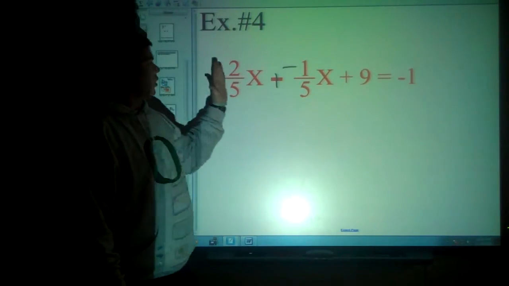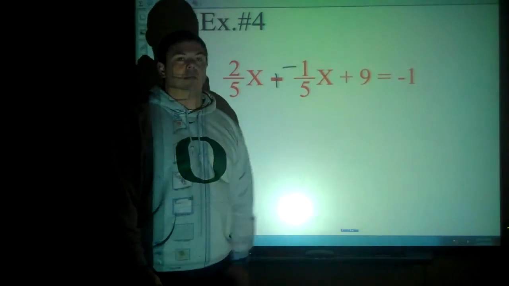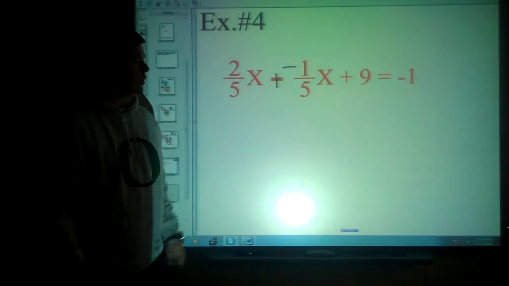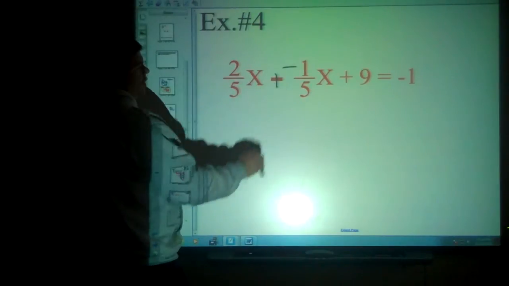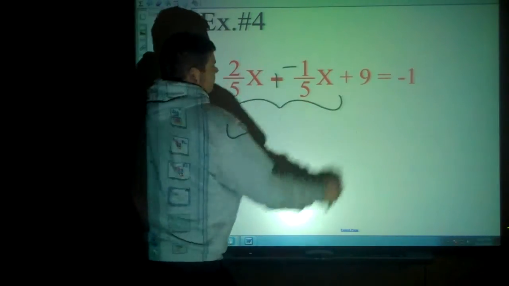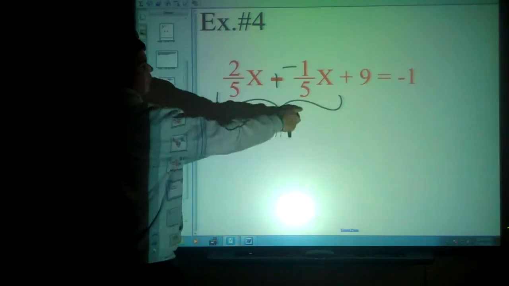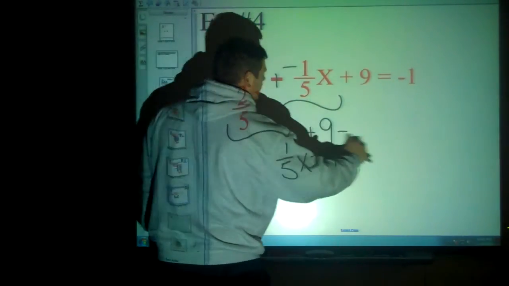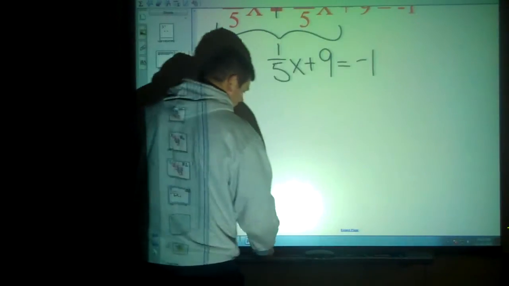If you would rather, you can multiply every single part of this problem by a common denominator of 5, and you won't have to deal with any of those fractions. So let's just do it first of all by normal common, by putting these together. 2/5 and negative 1/5 leave you with 1/5 x plus 9 is equal to negative 1.